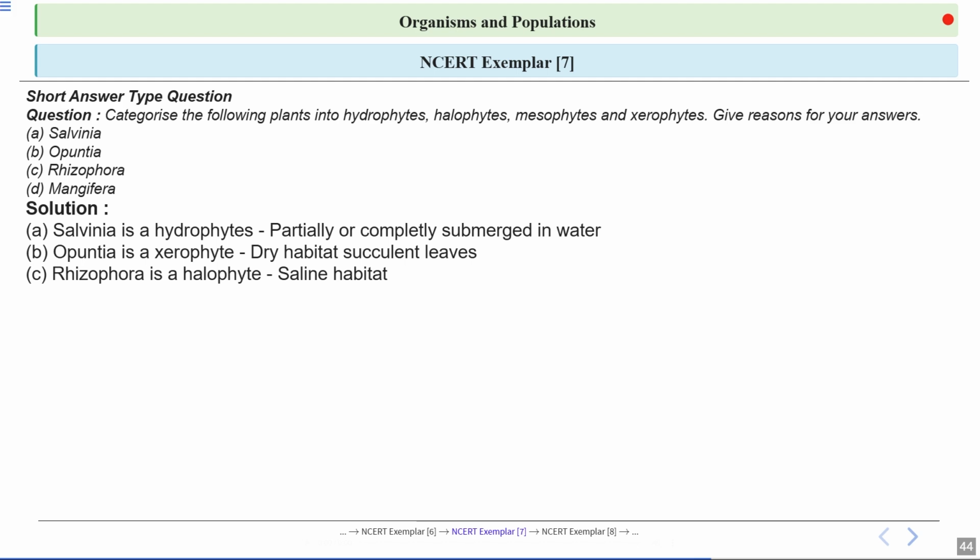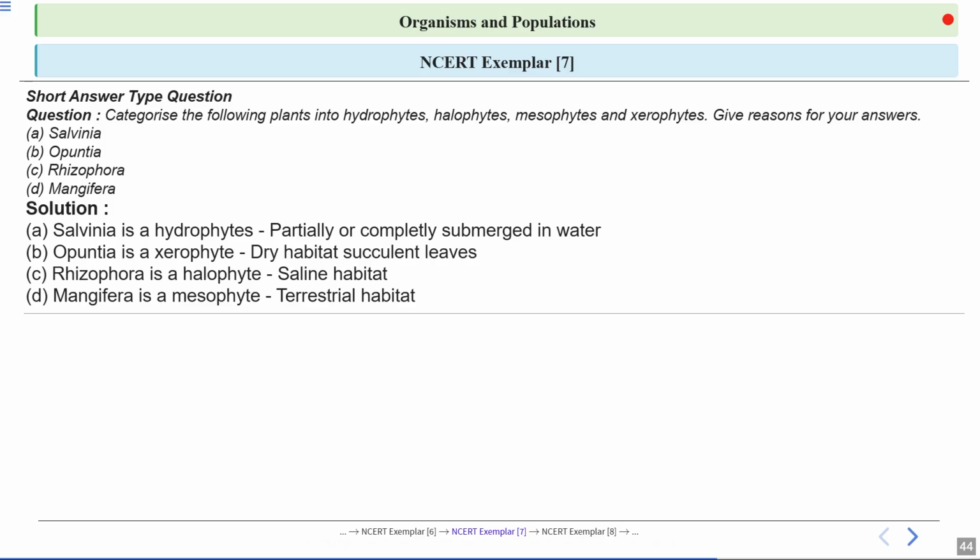Okay, let's talk about Rhizophora. So this plant is a halophyte, meaning it grows in salty environments such as mangrove swamps along the coast. Now halophytes have special adaptations to deal with high salt levels. Yeah, so Rhizophora is a great example of how plants can adapt to extreme conditions.